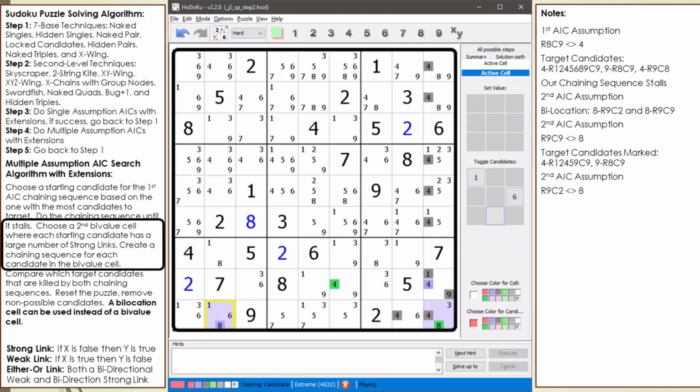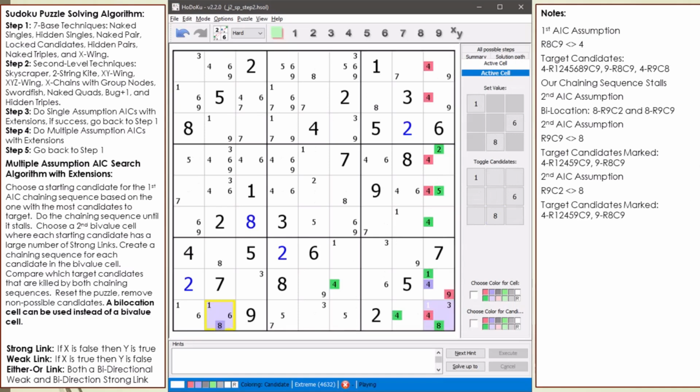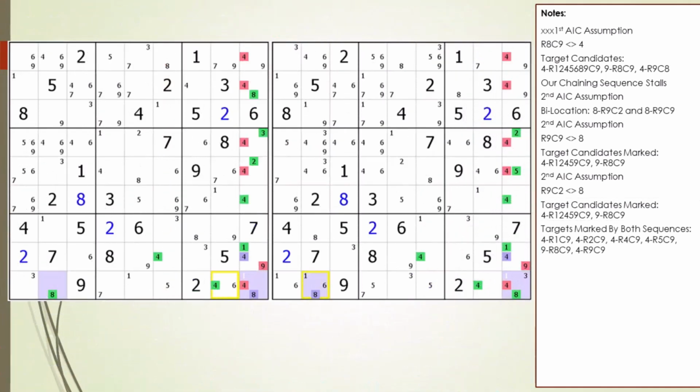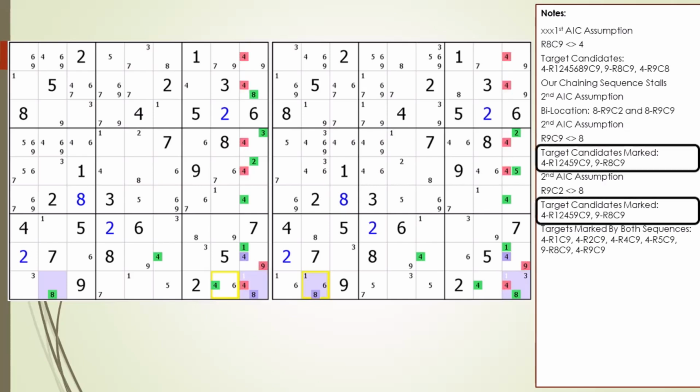I've reset the puzzle and we do a second chaining sequence with the second assumption by assuming cell 9,2 is not equal to 8. Here is the resulting chaining sequence. We record the target candidates marked in red in our notes. Next, we compare the results. We note which target candidates were marked in red by both chaining sequences. I've done multiple assumption AICs at least 20 times, and this is the first time both chaining sequences marked the exact same candidates in red.